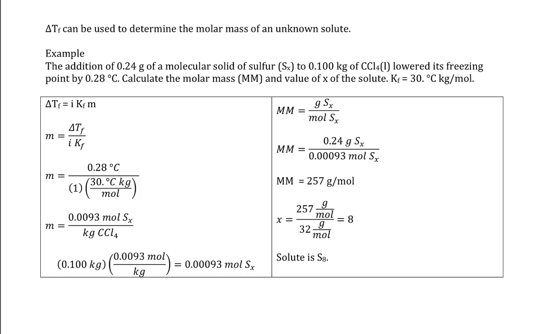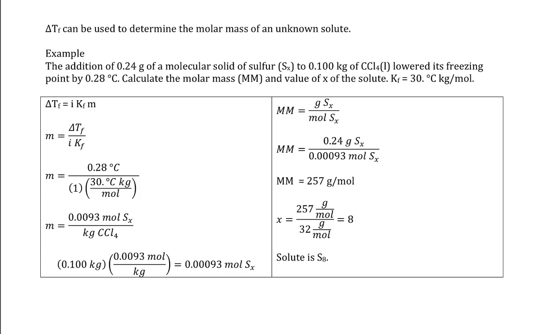But we do have other information, and it's a freezing point type problem. So let's look at delta T sub F equals I K sub F times M. Now, we have delta T sub F, that's 0.28. I, it's a molecular solid, so I is 1. K sub F, we have 30 degrees Celsius kilograms per mole. So we can calculate the molality, and the molality involves moles.